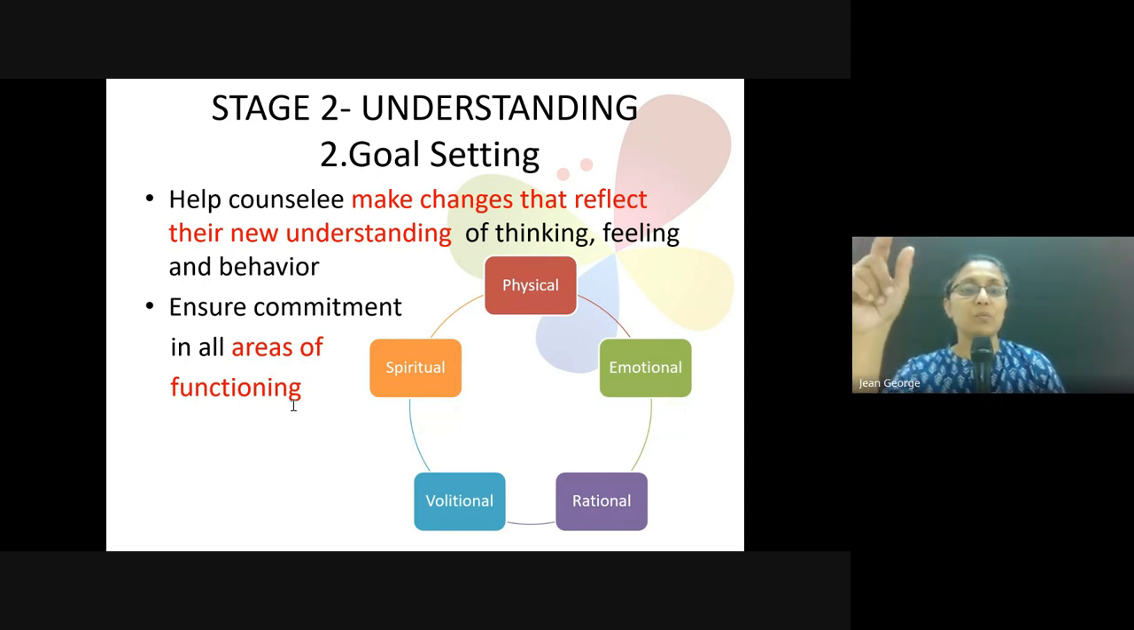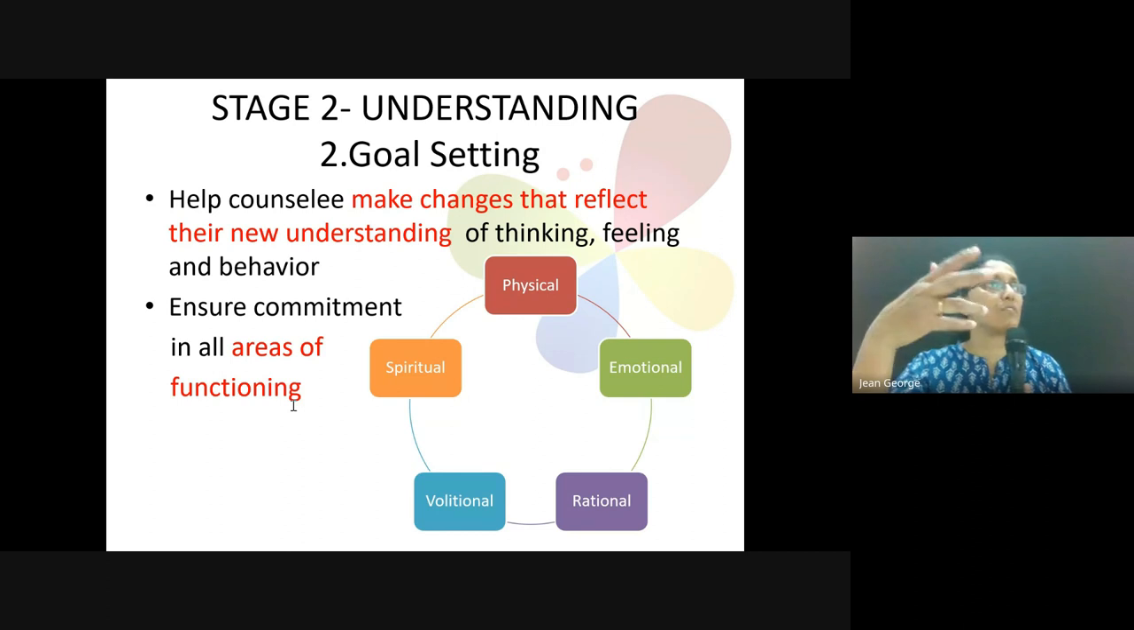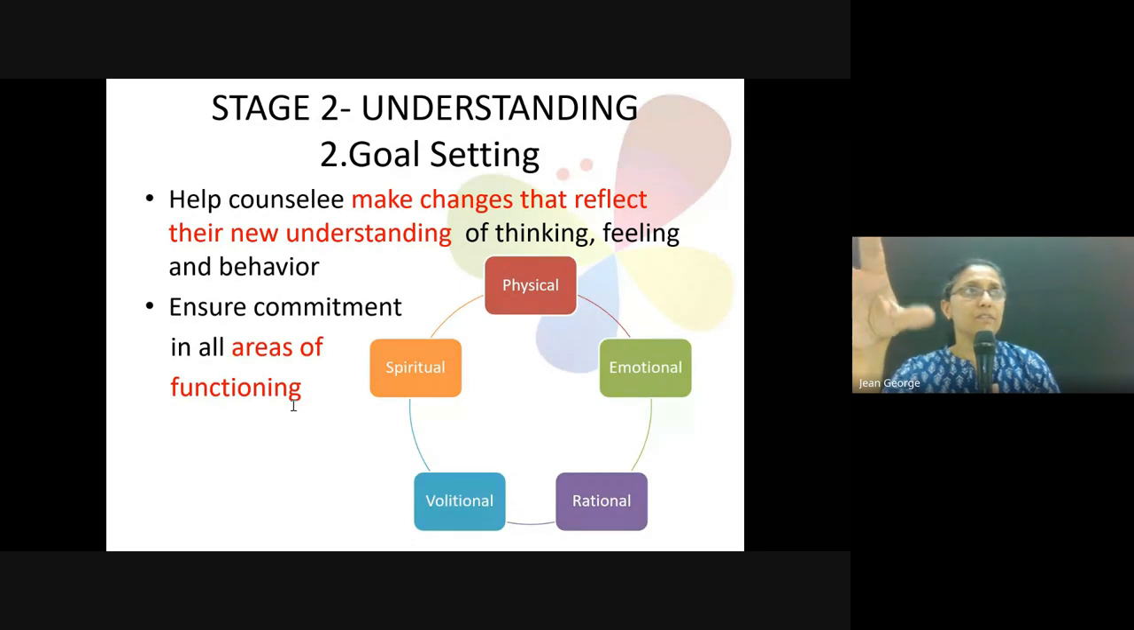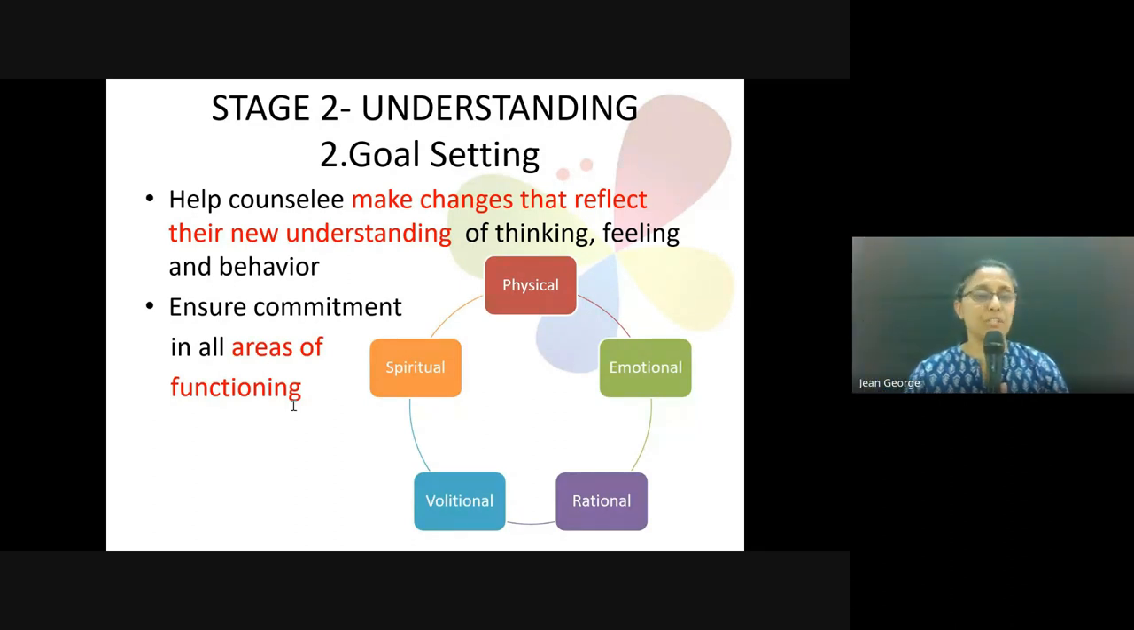Let's say in the physical part of it, you're encouraging them to take care of their body, because with alcohol, there's a lot of damage happening to the body. So the goal is to help them change the physical patterns of their drinking. That's the one area. The second is emotion, which we spoke about. Rational, we again spoke about the thoughts. Third is volitional, to help them know that they are the ones who make the choice of how they want to change their lives.